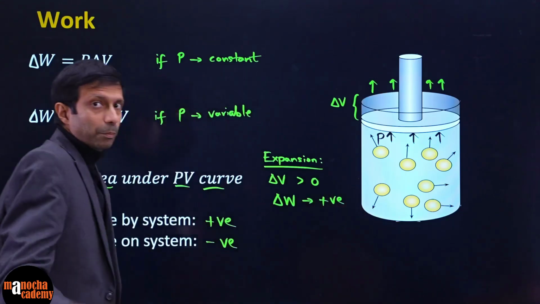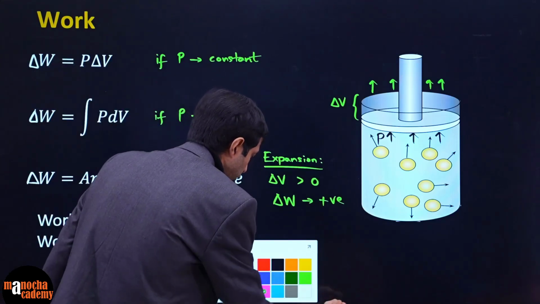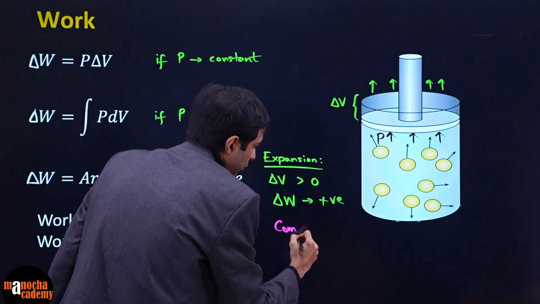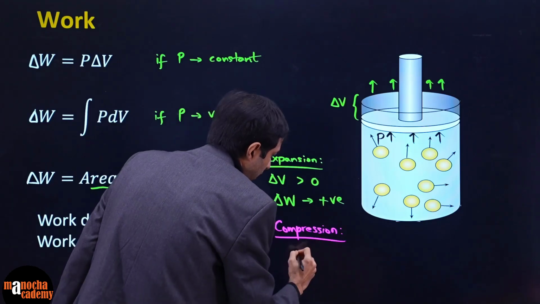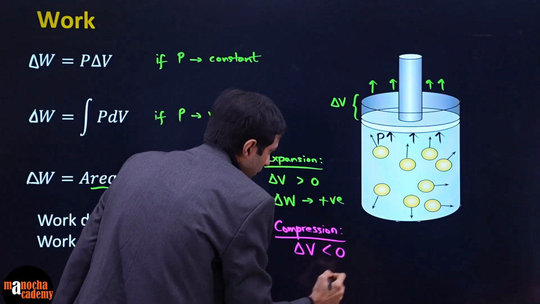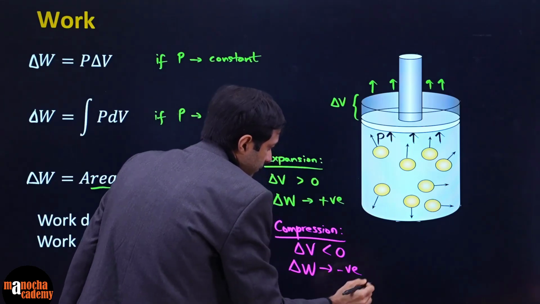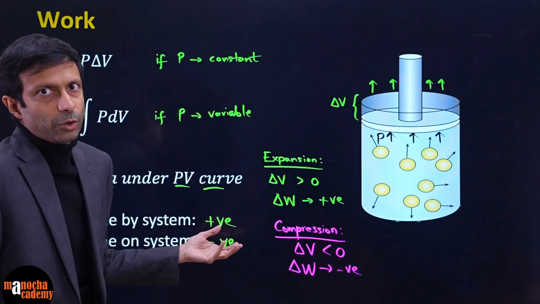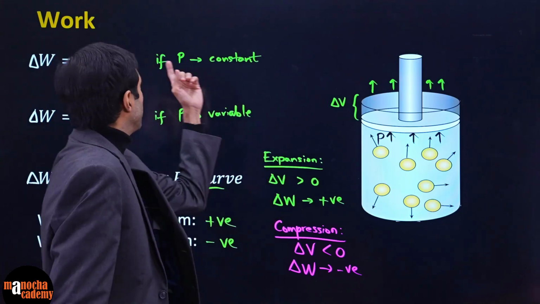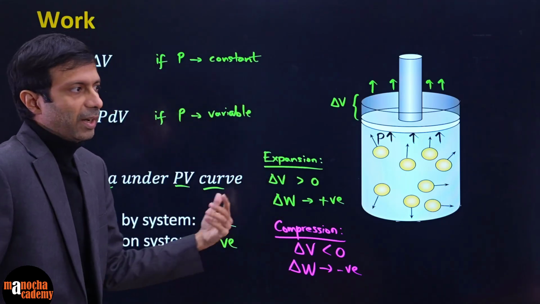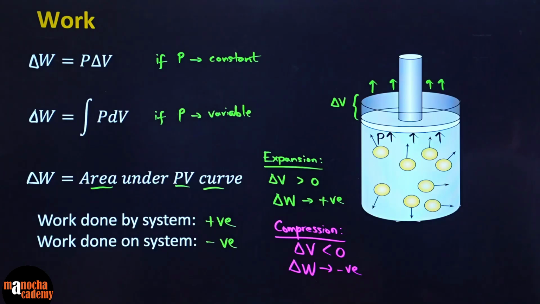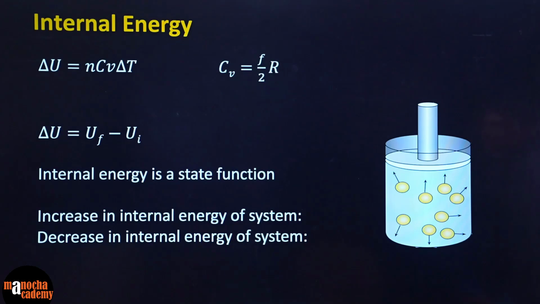Clear? But if you have the opposite case of compression, delta V is less than 0. Okay, so the work done is negative. Does this make sense? Because the final volume is less than the initial volume. So delta V, this term, will be less than 0, so work done will be negative. Okay, clear? If you have any doubt, please put it in the chat. Trying to make the concepts as easy for you.